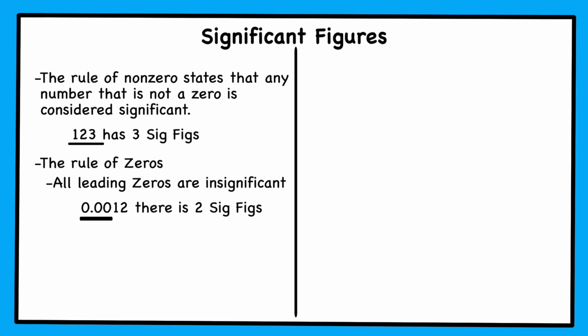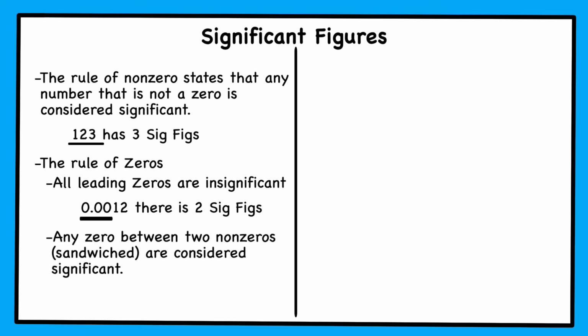The next type of zero we can talk about is our sandwich zeros. These are zeros between 2 non-zeros, and they are always, always, always, always significant.